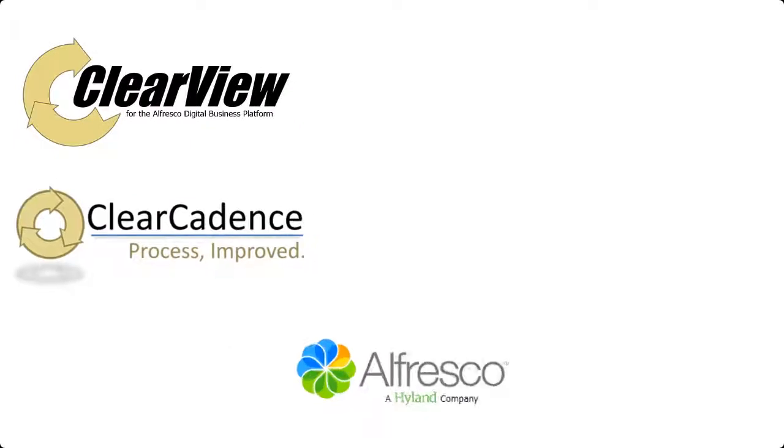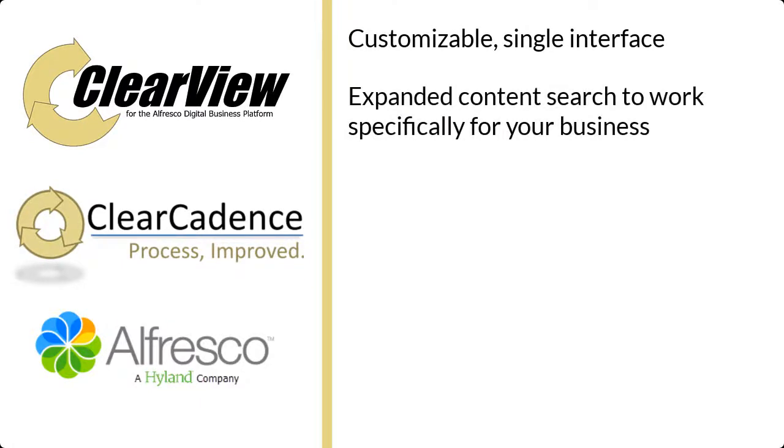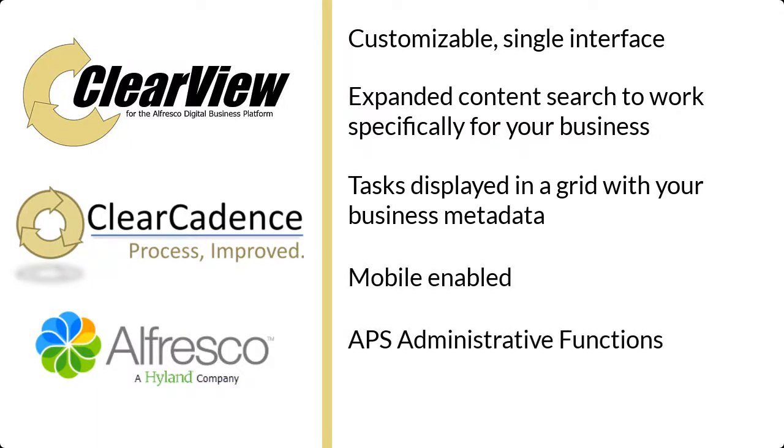So as you can see, ClearView, built by ClearCadence on top of the Alfresco digital business platform, provides a feature-rich user experience. It's a customizable single user interface. Content searches are expanded to work specifically for your business. User tasks are displayed in a grid to provide more information to end users. It's completely mobile enabled, provides APS administration functions like task assignment, and can be further enhanced to integrate with third-party systems like our own solution accelerators for Adobe Sign, DocuSign, and Textract. Again, all of this is in one interface.